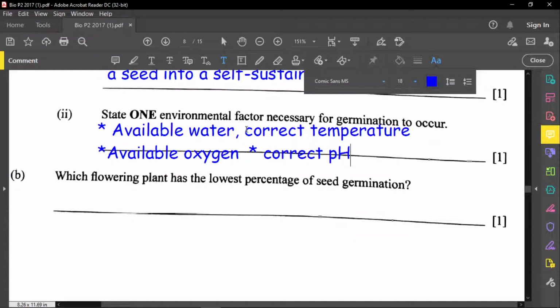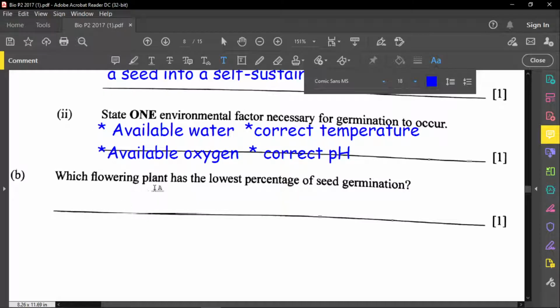All right, so those are 4 major things that are needed for germination to occur. Again, remember, the plant does not need light, neither does the plant need carbon dioxide for germination. Those are not needed. All right, let's go to the next part of the question.